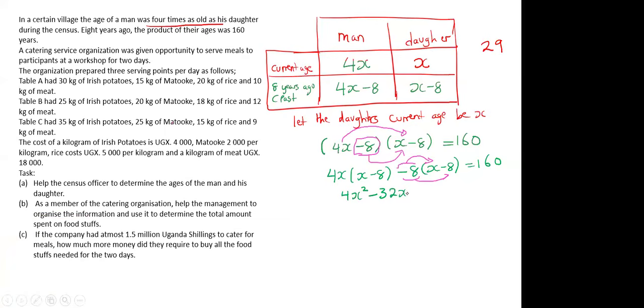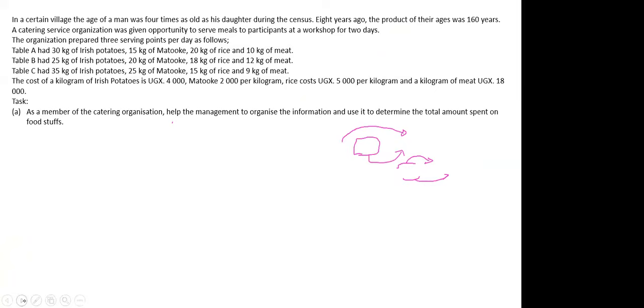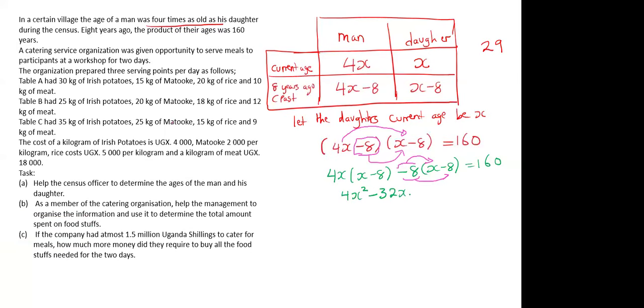So what is going to happen? Here I'm going to have minus 8x, because minus 8 times x is minus 8x. Then the next one is going to be minus 8 times minus 8. Negative times the negative gives you a positive. So here we shall have plus 64 is equal to 160. Now when I reach here, I'm going to simplify. So I'll have 4x squared minus 32 minus 8 is going to give you minus 40x plus 64 is equal to 160.